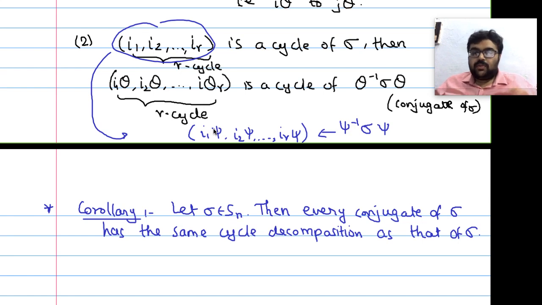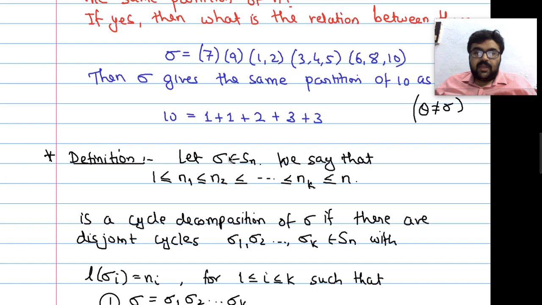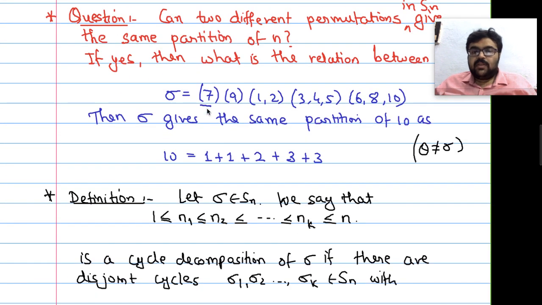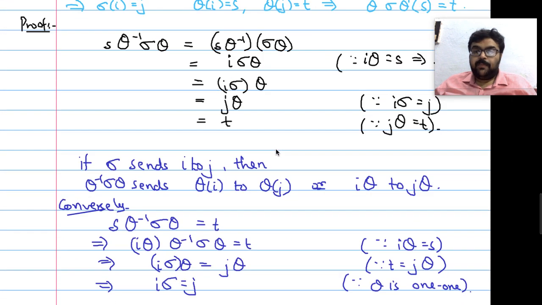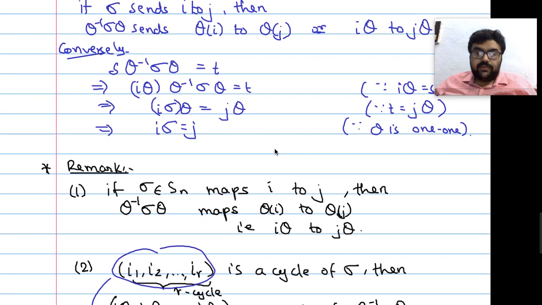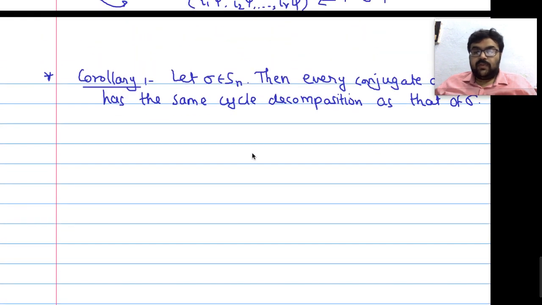It just applies. So the length remains the same, and as soon as the lengths remain the same, the partition is the same. If I take any conjugate of this, the lengths will remain the same, so 1 plus 1 plus and so on, the partition will remain the same. So two conjugate permutations have the same cycle decomposition, or in other words, have the same partition of n. So this is what we have seen.